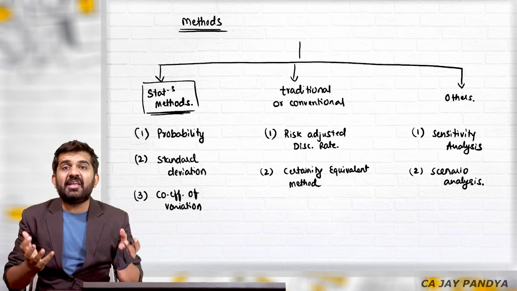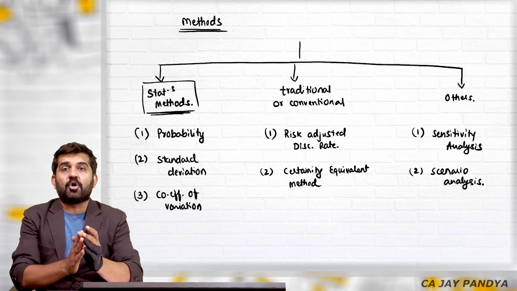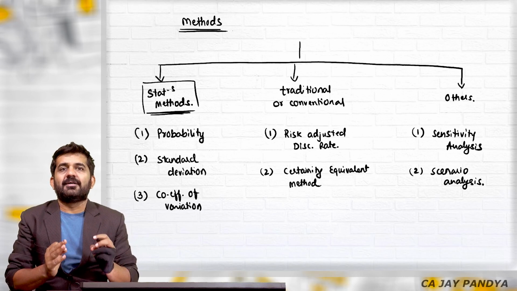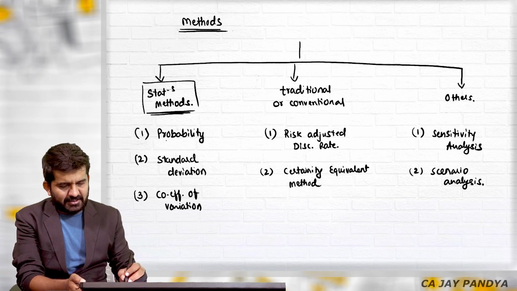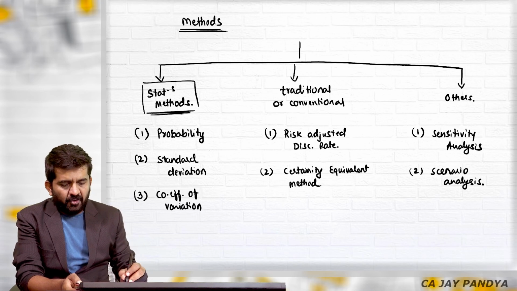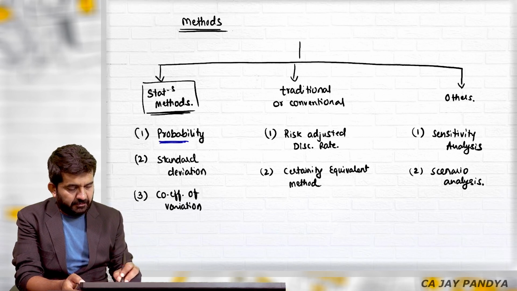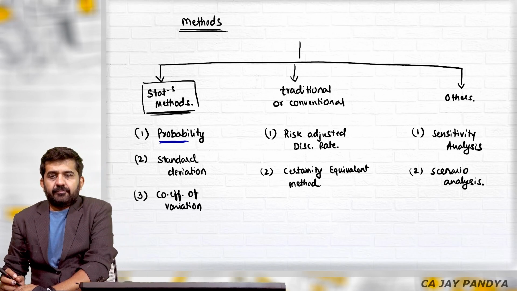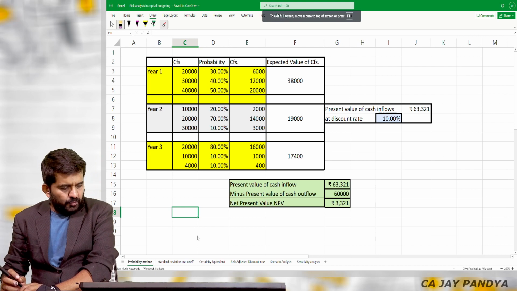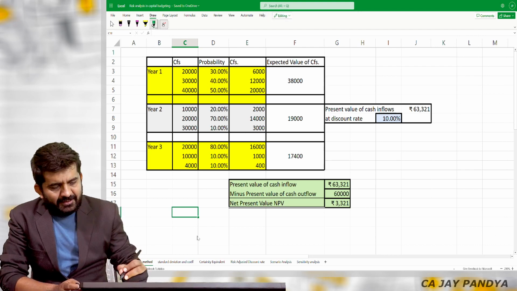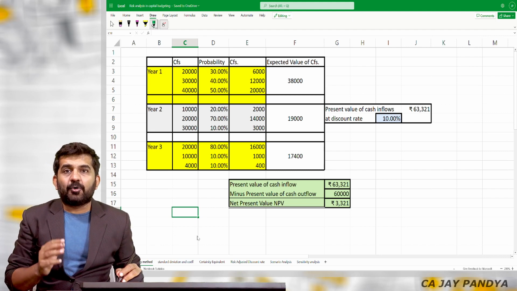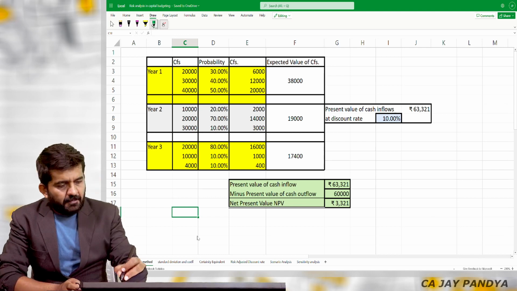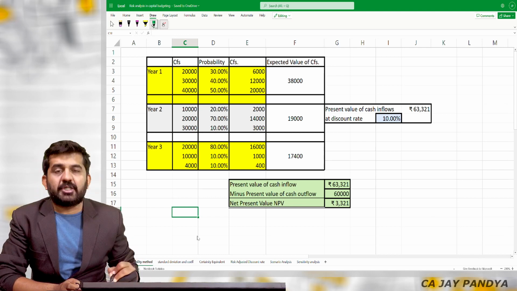These are various methods whereby we can incorporate risk into our capital budgeting decisions. We will be learning all the methods one by one. Let us start with the probability method of incorporating risk into capital budgeting decisions. Let us take our Excel sheet and go to the probability method. Understand, here the project will be running for 3 years. In the first year, my cash flow may be 20,000, 30,000 or 40,000.